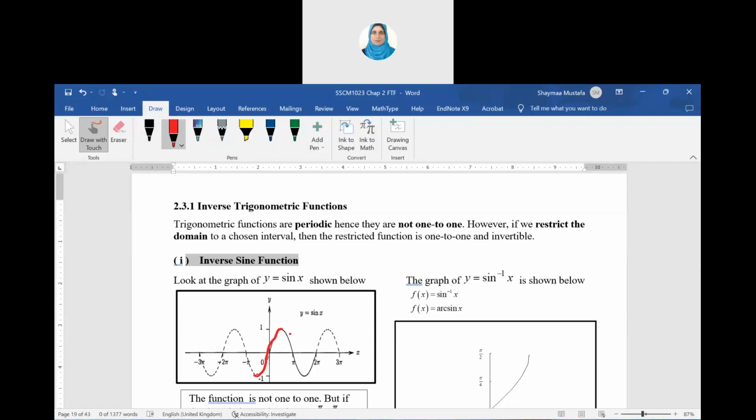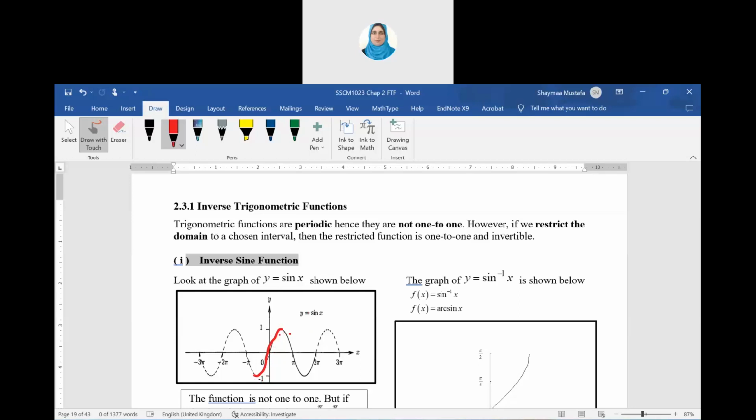So I can define the inverse for the sine function because this is the graph of the sine function. We cannot define the inverse over its whole domain. We have to define it over a one-to-one part. So I have to restrict the domain from minus pi over 2 to pi over 2. In this interval, sine x is a one-to-one function, so we can define the inverse over this area.